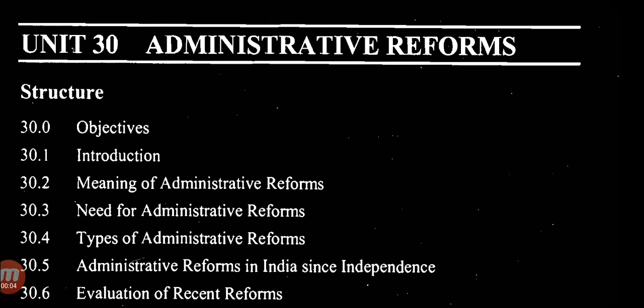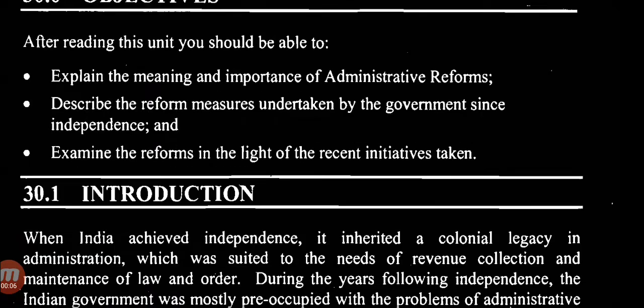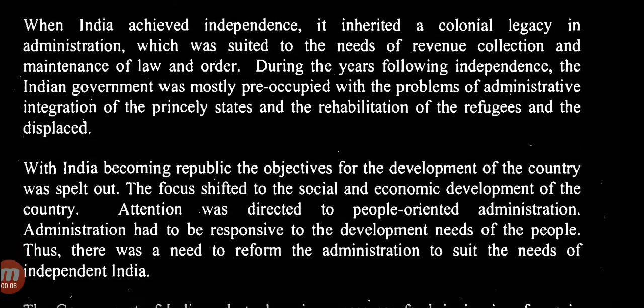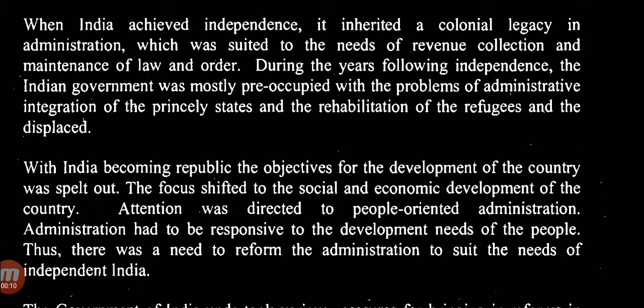Unit 30 Administrative Reforms. When India achieved independence, it inherited a colonial legacy in administration, which was suited to the needs of revenue collection and maintenance of law and order. During the years following independence, the Indian government was mostly preoccupied with the problems of administrative integration of the princely states and the rehabilitation of the refugees and the displaced.